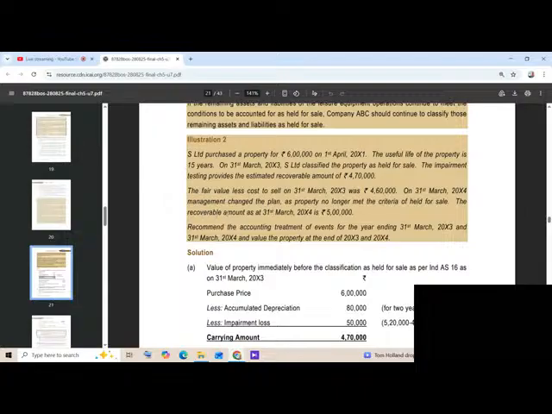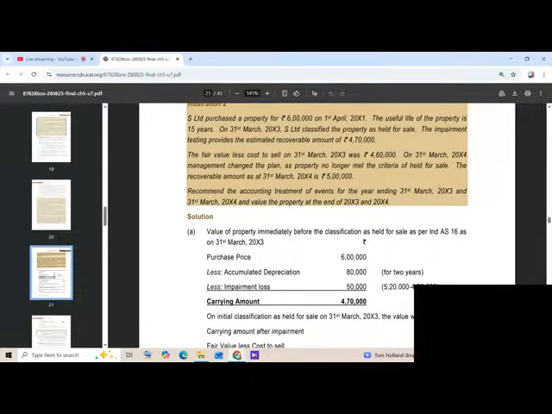On 31st March X4, management changed this plan. The property no longer met the criteria for held for sale. Recoverable amount on 31st March X4 is 5 lakhs. Recommend the accounting treatment of events at the year ending X3 and X4 and the value of property at the end of X3 and X4.